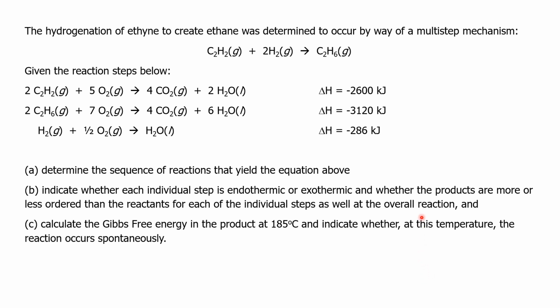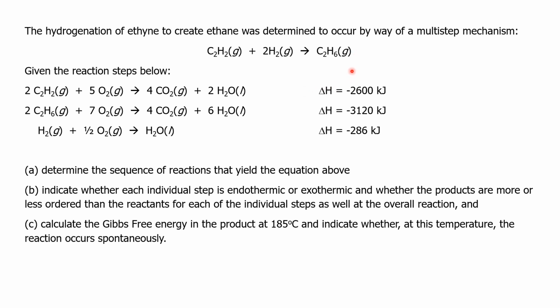So as we go through these, we'll determine first, how do these reaction steps become this overall reaction? Second, in each of these reaction steps, are they giving off or taking in heat, and are they becoming more or less disordered? So we'll be looking at entropy there. And third, we're calculating Gibbs free energy to determine the sign of delta G and whether the reaction will go on its own or would need outside energy.